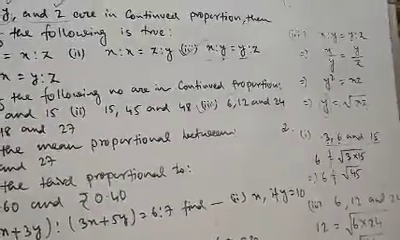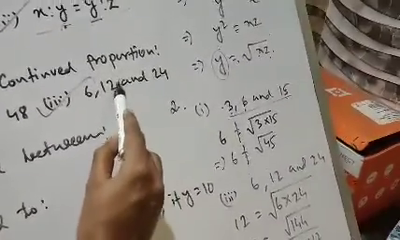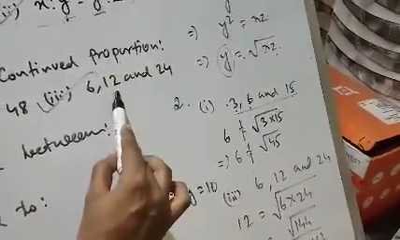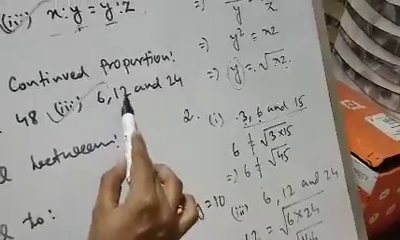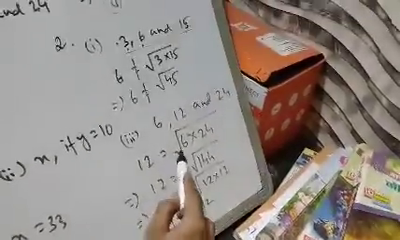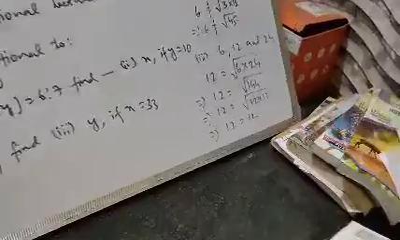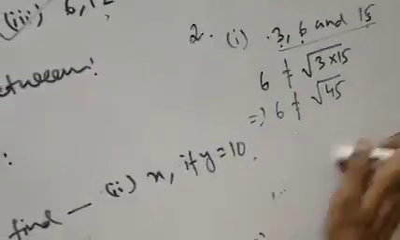These three numbers are in continued proportion, because the middle number, or second number, must be equal to the square root of the product of the first and third term. So the middle term 12 is equal to the square root of the product of the first term and third term. So option 3 will be the answer. Next, question number 3.